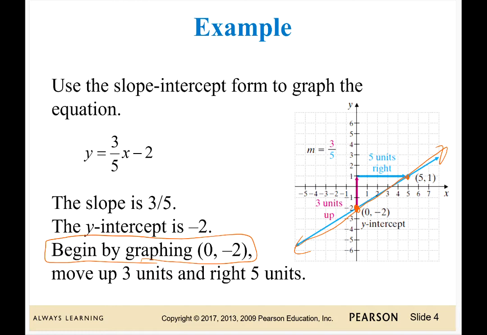This is why slope-intercept form is very popular when it comes to graphing, because it is very straightforward. As long as you have a nice pretty fraction for your slope or a nice whole number, and your intercept is a nice whole number, this is very easy. If you get some fractions for your slope, for your intercept, it can get a little tricky.